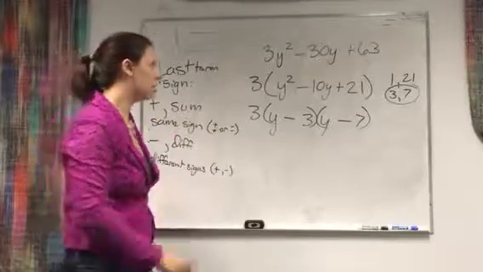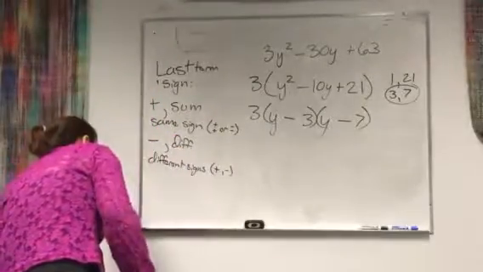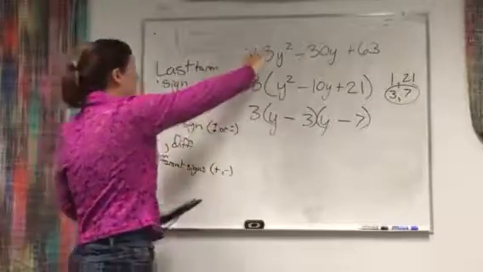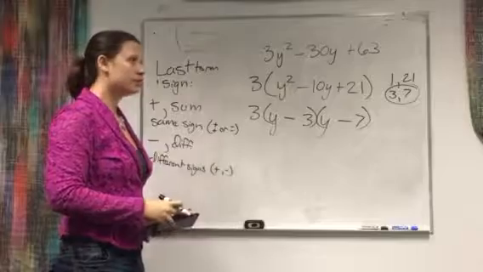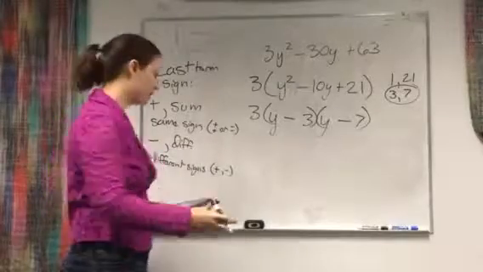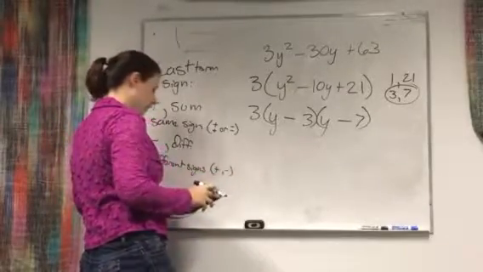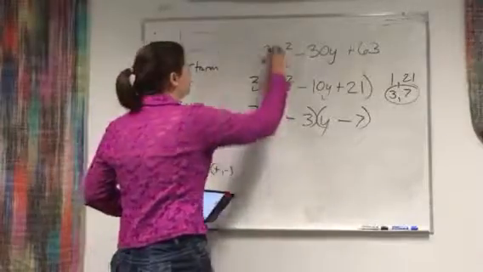Okay, so that's when you don't necessarily have a leading coefficient that is not one, but we have to make sure that we factor everything out before we factor with this method.